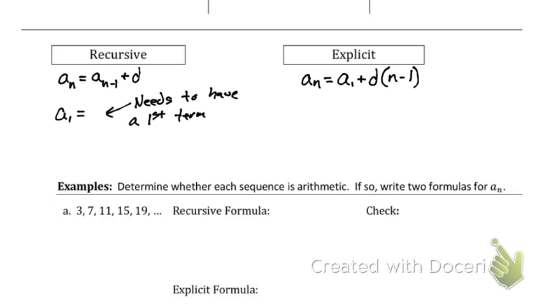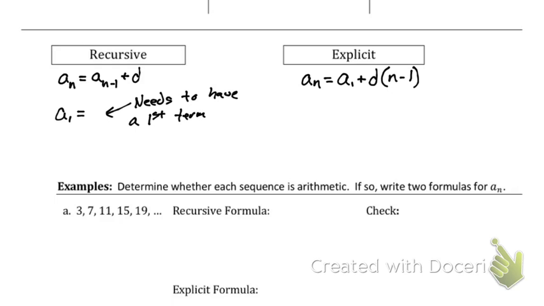Mary? Are these like finding the same thing, just depending on what's given to you? No. These are finding two different types of formulas. Recursive is dependent on knowing the term before it. So in order to get to like the 10th term, I would have to add 5 over and over and over. Explicit is, as soon as I know what, like say it's a sub 5, I just plug a 5 in there and I can get the exact thing.